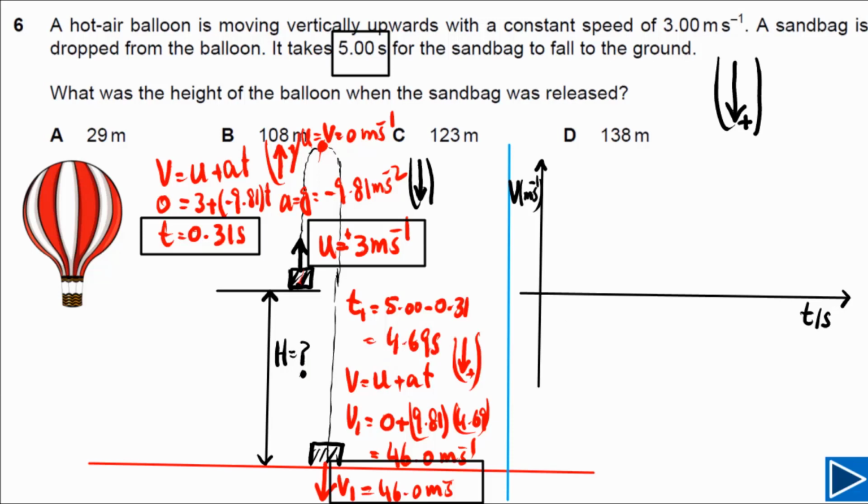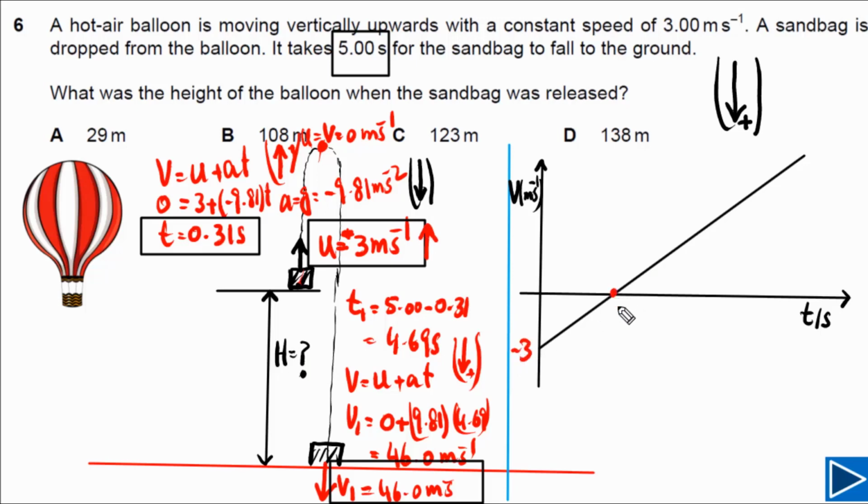Now simply we need to sketch. As you can see, in this case we have an initial value of the velocity, and it has to be negative. Why does it have to be negative? Because we have taken down as positive. That initial velocity is vertically upwards, so the initial velocity is negative because the direction is opposite.